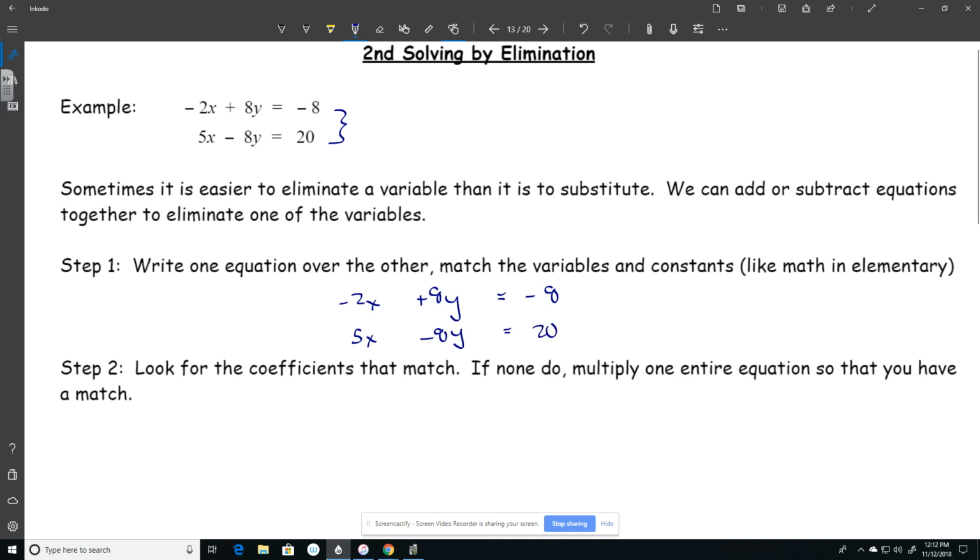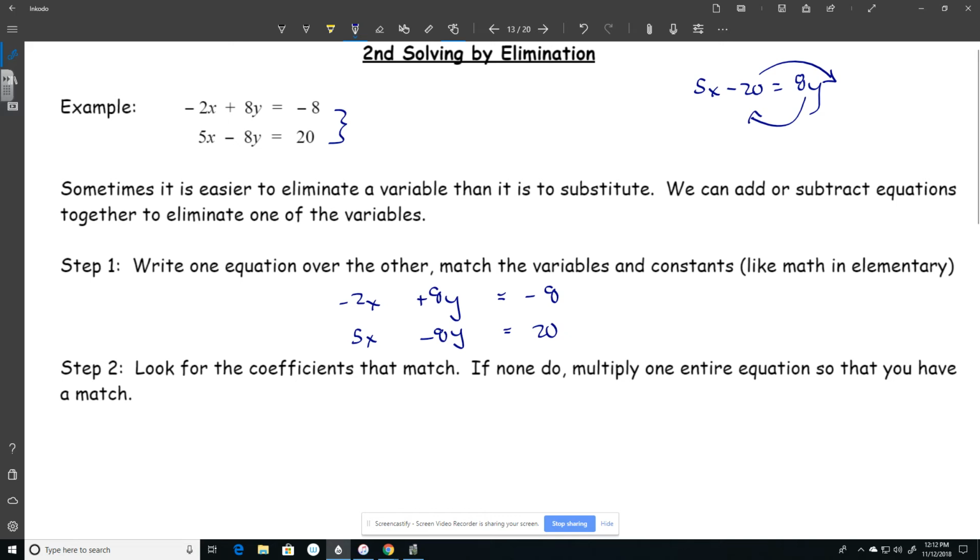Every once in a while, you're going to see something like maybe instead of 5x minus 8y, maybe it said 5x minus 20 equaled a positive 8y. I can't put that underneath here because my negative 20 is on this side of the equation and my 8y is on the other. So I would have to move the 8y and I'd have to move the negative 20 to get the equation set up correctly.